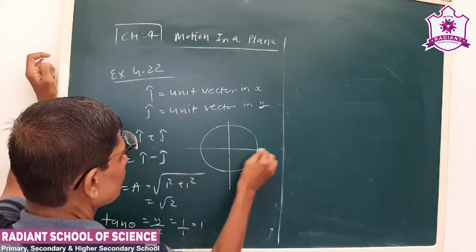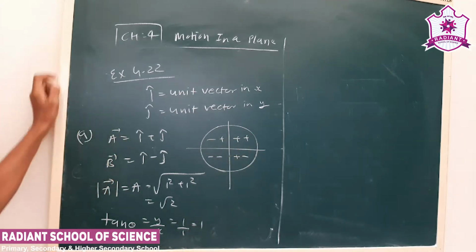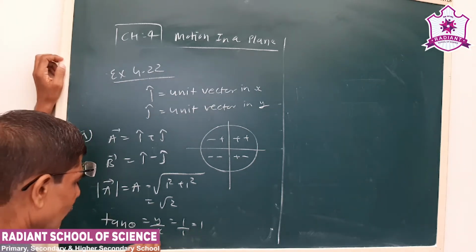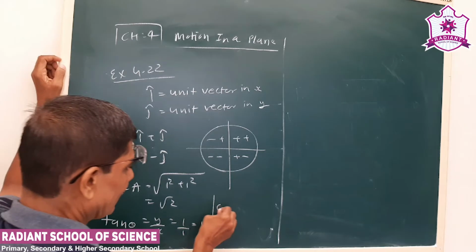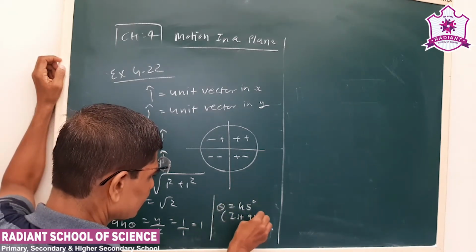See, recall our Cartesian coordinate. See here, x and y both are positive. Tan theta is 1. See, we get the value as 45, sorry, 45 degree. That is the first part.